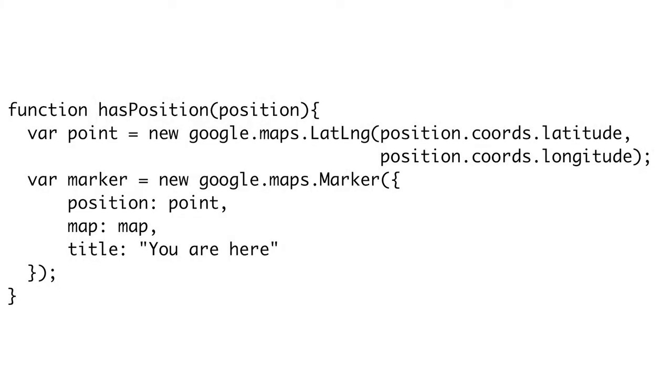So if we already have our map set up from the last episode on Google Maps, we can create the following geolocation callback. First, we create a lat-long point using the position coordinates received from the getCurrentPosition call, and we create a marker by calling new google.maps.Marker and passing that point to our position attribute. We also define which map we want to place the marker on, as well as a title to indicate to the user what that pin represents.